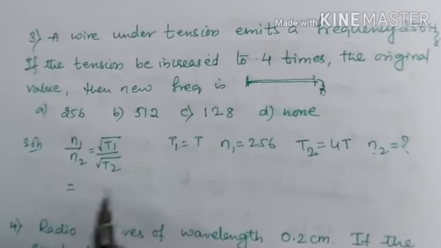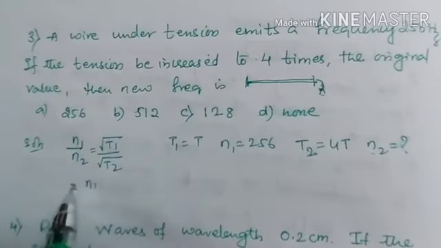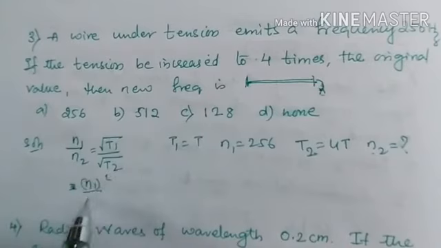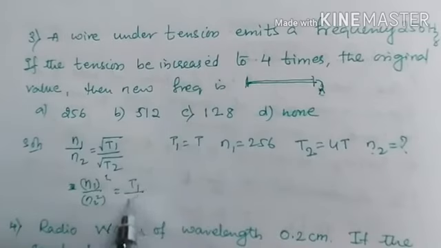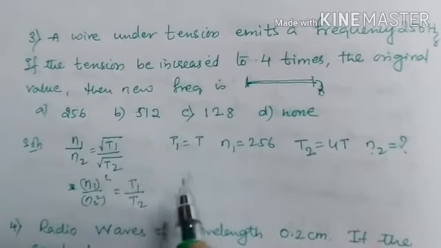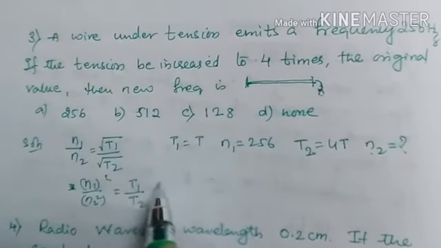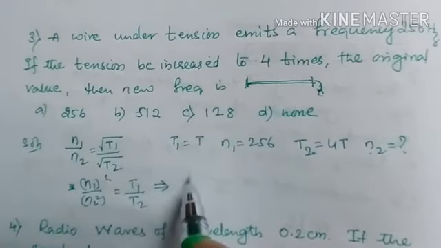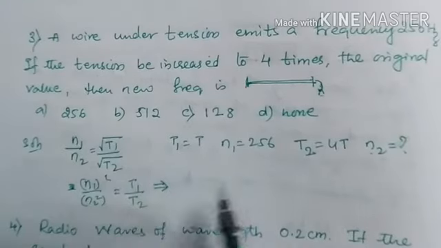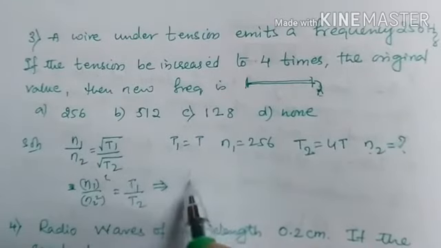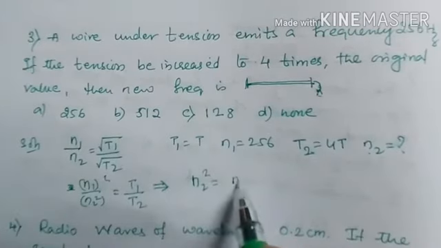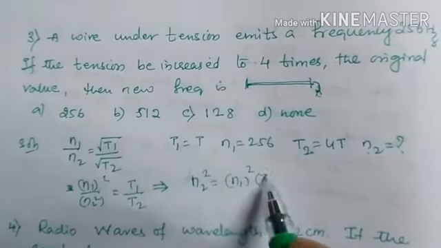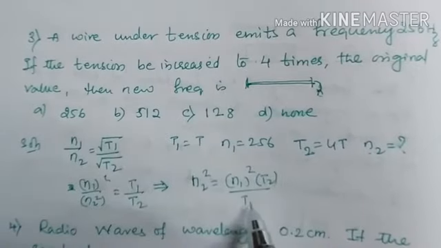When you square on both the sides, N1 square upon N2 square is equal to the square root will go off because you are squaring T1 by T2. Here I want N2, so I will take N2 on top, cross multiply. Therefore N2 square is equal to N1 square into T2 divided by T1.